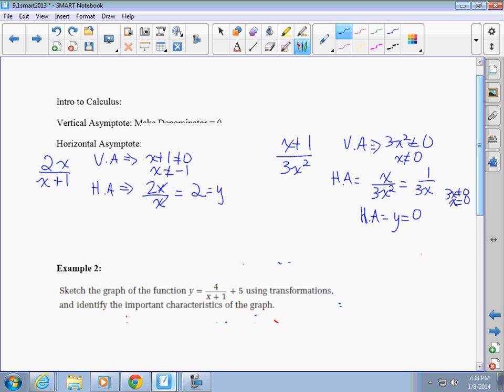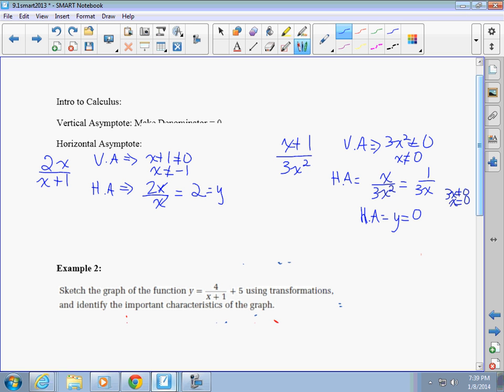And I can try some numbers there. If I went 30 plus 1 is 31, 30 squared, well, that's going to be really big, but it'll be 900, times 3 is 2700, so 30 divided by 2700 is 1/900th? Close. When you substitute in, you'll see they'll get close to 0.